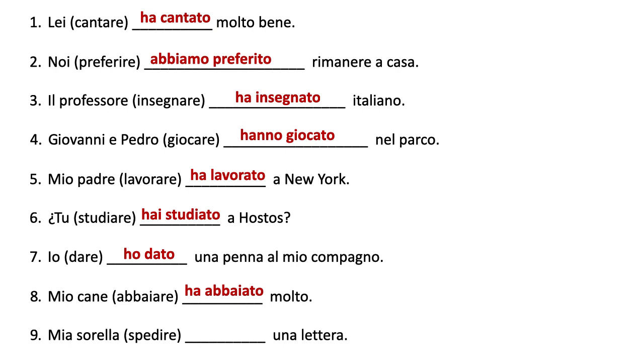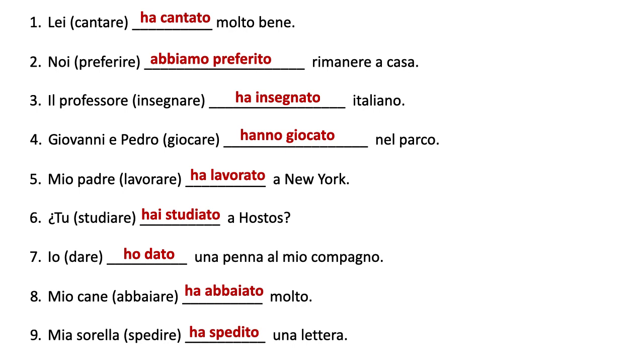Last sentence. Mia sorella spedire una lettera. Mia sorella, my sister. What form of avere do we need here? The one for lei, right? Because for mia sorella, you would say she, right? Lei ha. And then spedire, it's an ire verb, right? Lei ha spedito una lettera. Mia sorella ha spedito una lettera. My sister sent a letter.